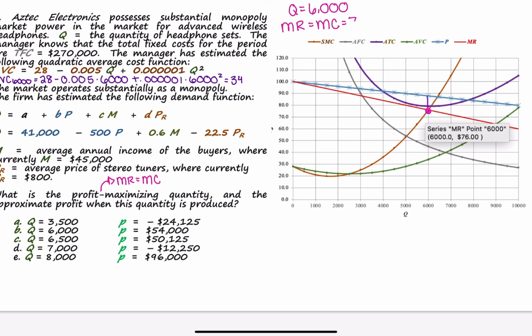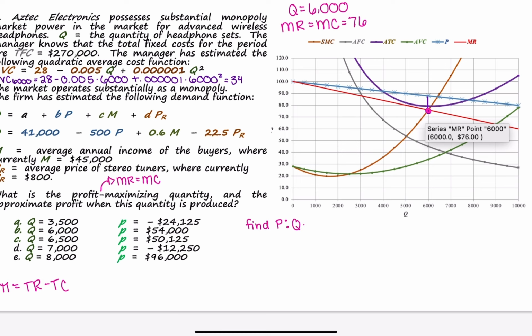So the first thing we need to do if we're going to find profit, because profit is defined as total revenue minus total cost, is to find out what the price is. So to find our price, we are going to substitute in 6,000 into this Q equation that I went ahead and starred.